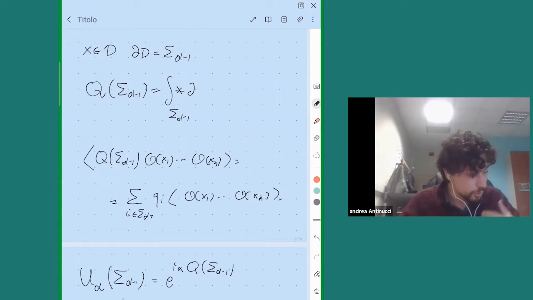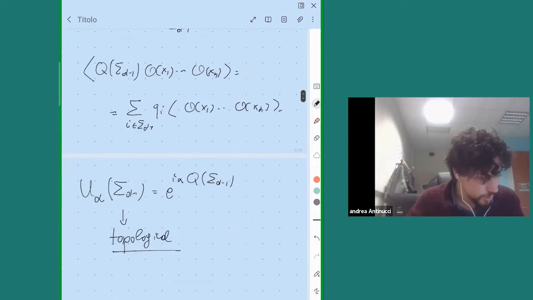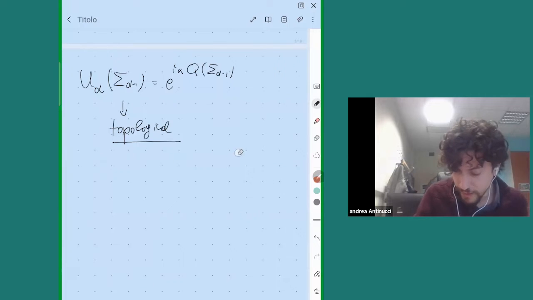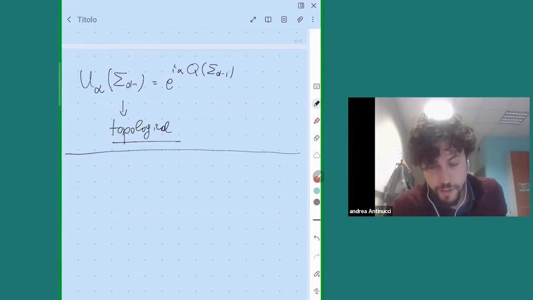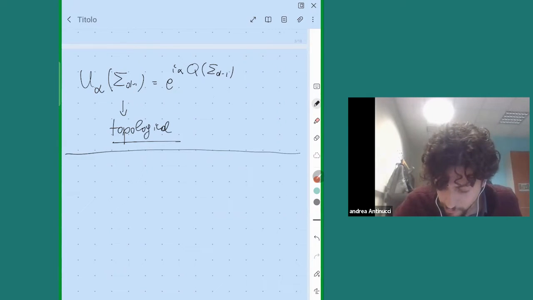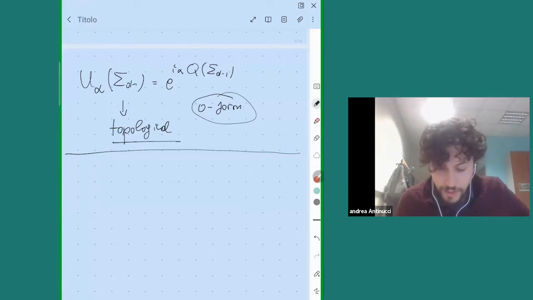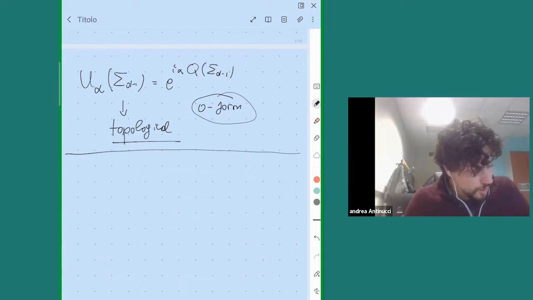But now let me go to the actual interesting part, which is related with higher form symmetries. And I want to define higher form symmetries precisely as I defined these ordinary symmetries, which are called zero form symmetries. The reason why I call them zero form is that the charged operators are local operators. And the topological operator associated with a zero form symmetry is always of codimension 1.